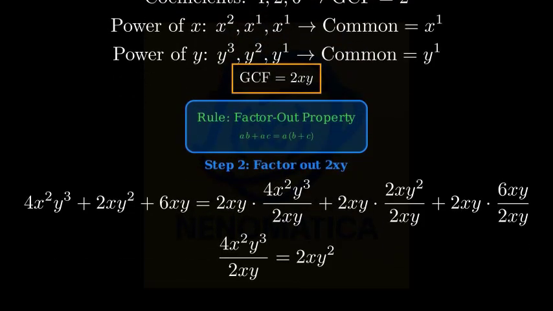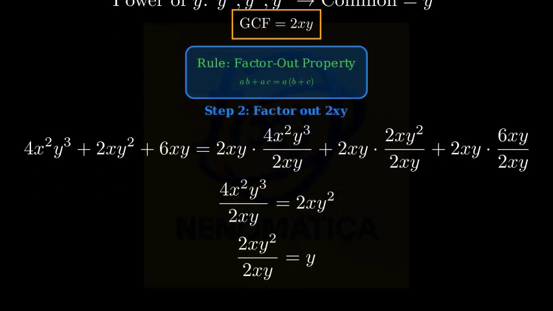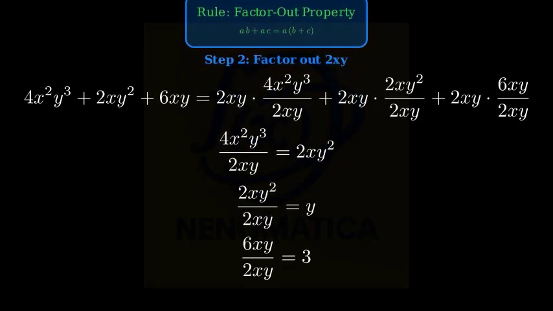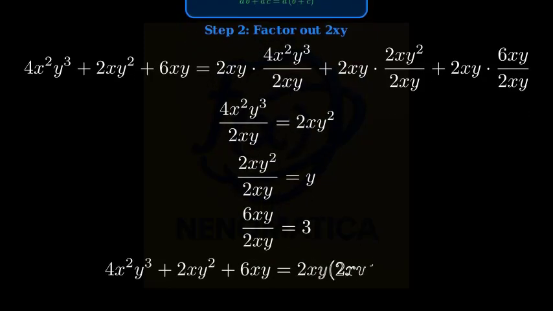For the first term, 4x squared y cubed divided by 2xy gives us 2xy squared. For the second term, 2xy squared divided by 2xy gives us y. And for the third term, 6xy divided by 2xy gives us 3. So our expression becomes 2xy times the quantity 2xy squared plus y plus 3.